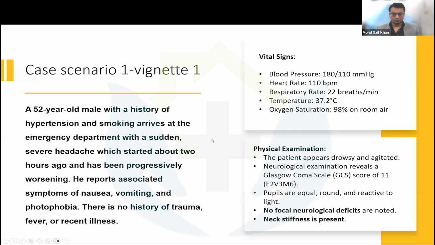So this is just a case of subarachnoid hemorrhage. This is history, vital signs. This patient presented with very typical headache, with hypertension, and GCS was a little bit low, 11, and there was no focal neurological deficit, but there was neck stiffness present. And vitals were otherwise fine, but only hypertension, 180/110 of blood pressure. So this was a little bit of history and examination findings.